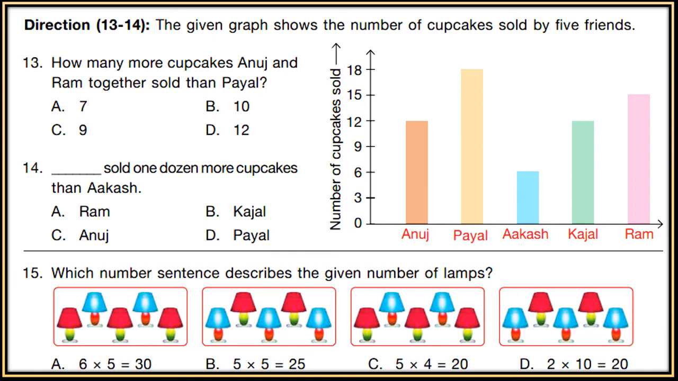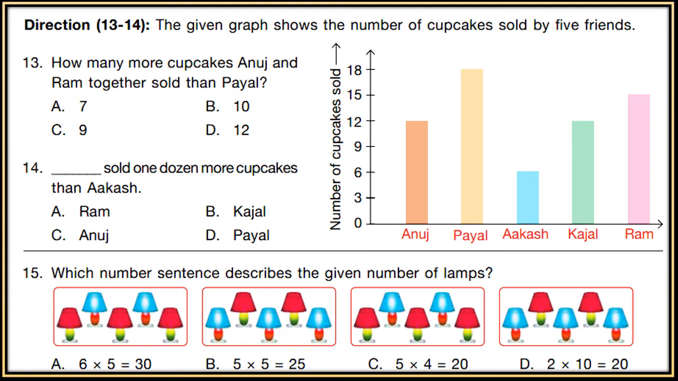Question number 14. Dash sold 1 dozen more cupcakes than Akash. Now Akash sold 6. So who sold 1 dozen more cupcakes than Akash? Now 1 dozen means 12. So 12 plus 6 is 18. So who sold 18? Ram, Kajal, Anuj or Payal?